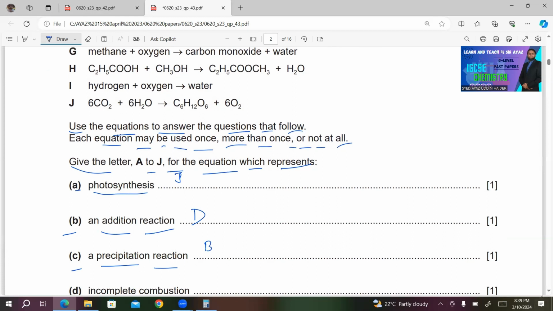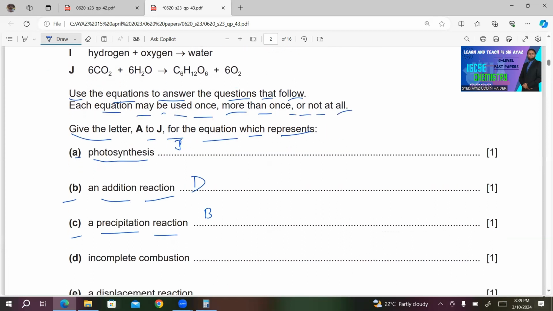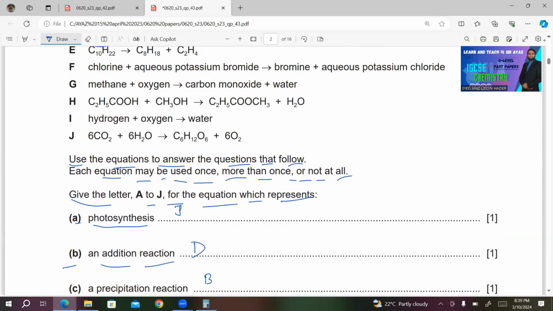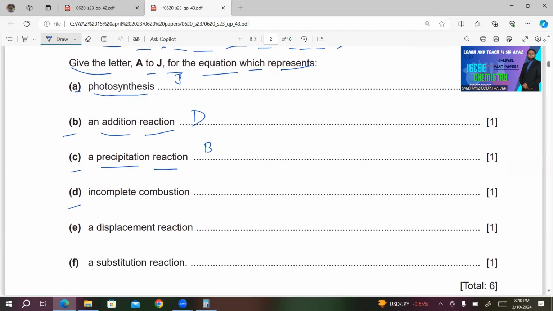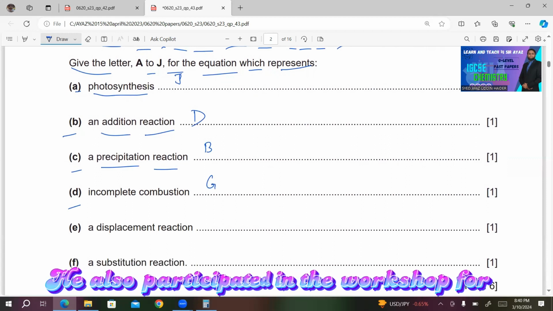D, incomplete combustion reaction. Incomplete combustion reaction involves the reaction between organic compound and oxygen, which is also known as burning, and the product produced is carbon monoxide and water. You can clearly see in G that methane is reacted with oxygen and products are carbon monoxide and water. So G will be the right answer for number D.